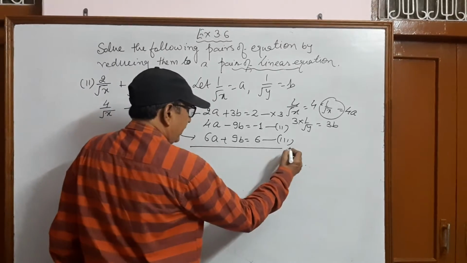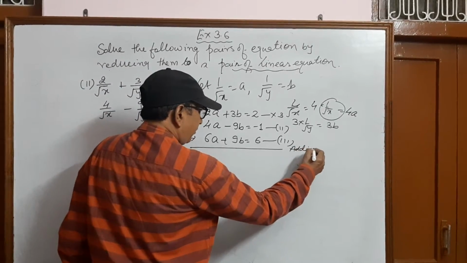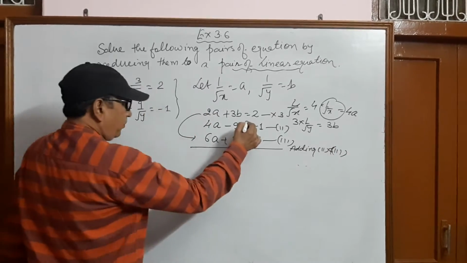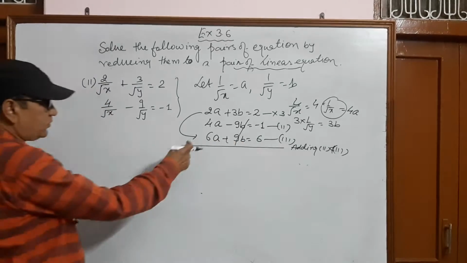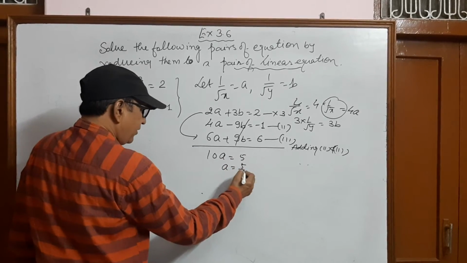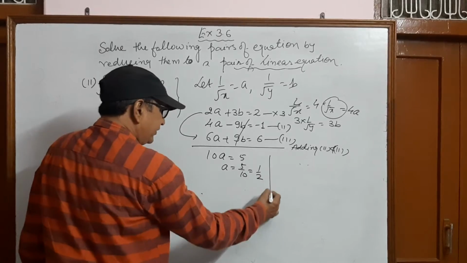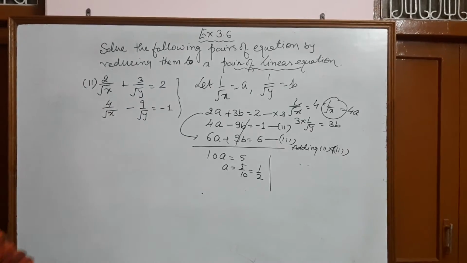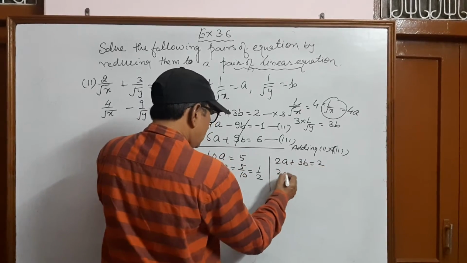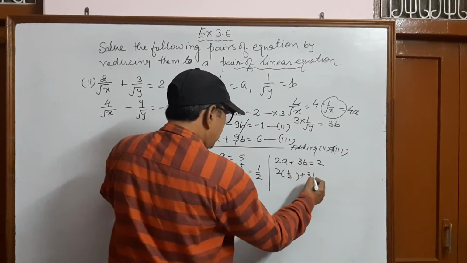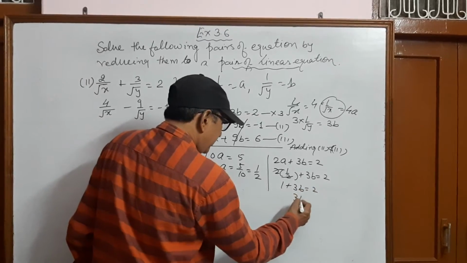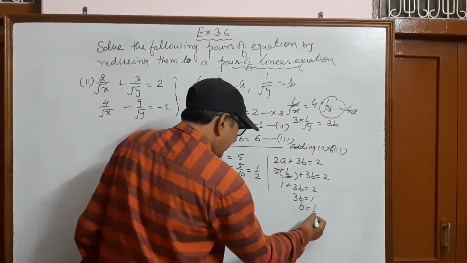Now adding the second and third equations, plus and minus 9b has gone. 10a equals 5. So a equals 5 by 10, which means a is 1 by 2. Then put the value of a in any one of the equations. Here 2a plus 3b equals 2. So 2 into 1 by 2 plus 3b equals 2. The 2 has gone. 1 plus 3b equals 2. So 3b equals 1, b equals 1 by 3.